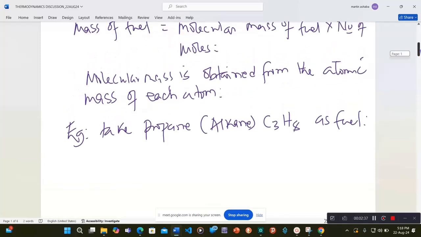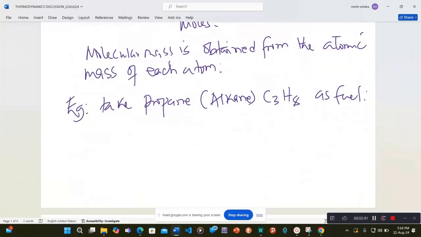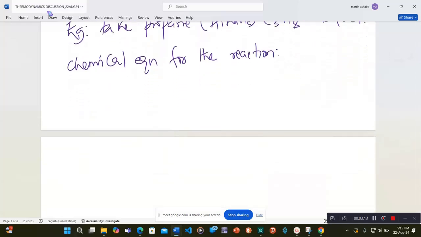In most cases, and in all cases, by the way, once you have such a fuel, and you want to either analyze the products of combustion, or you want to determine the air-fuel mixture or the air-fuel ratio, in most cases, what you have to do is to write the chemical reaction. So let us look at the chemical equation for the reaction. We have C3H8 plus, we are going to add air, and this is always going to give you carbon dioxide plus water.